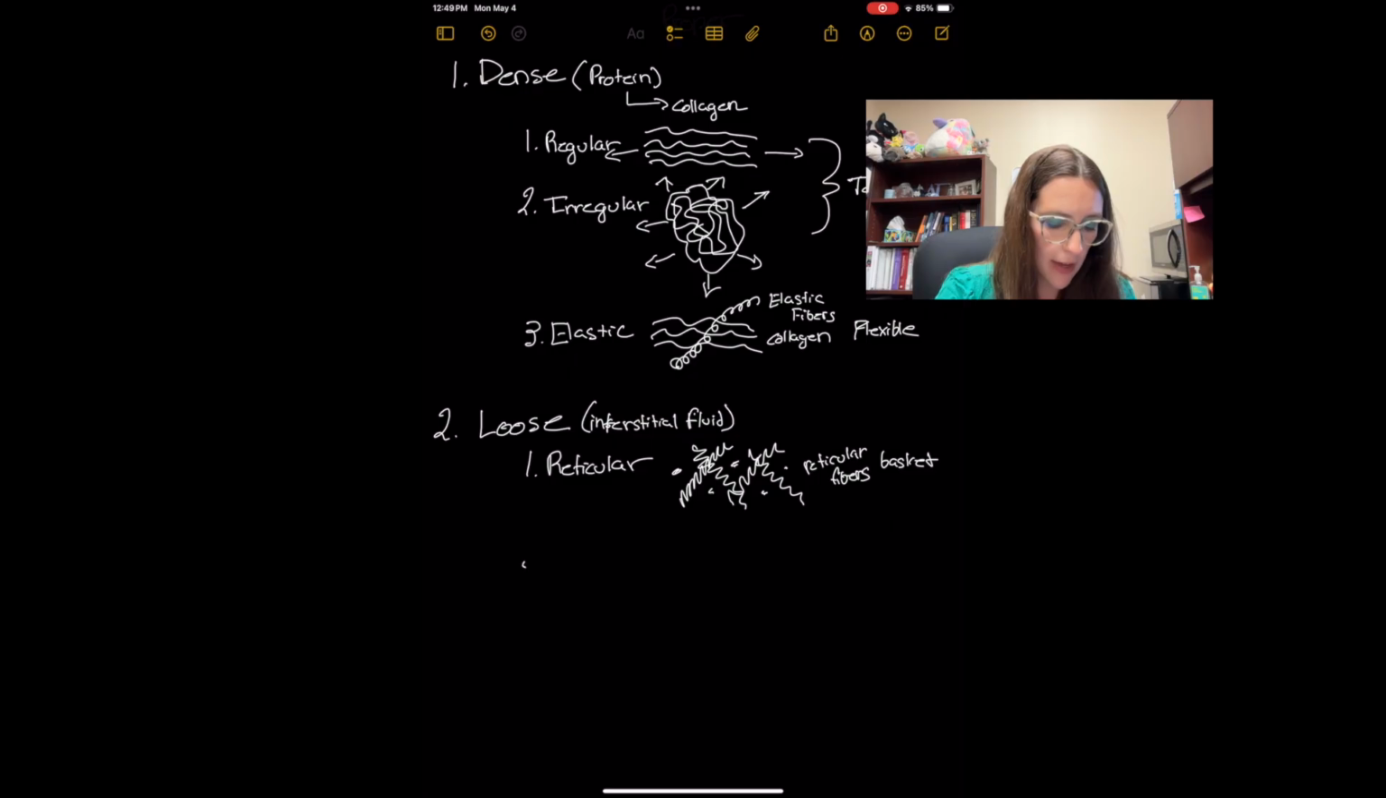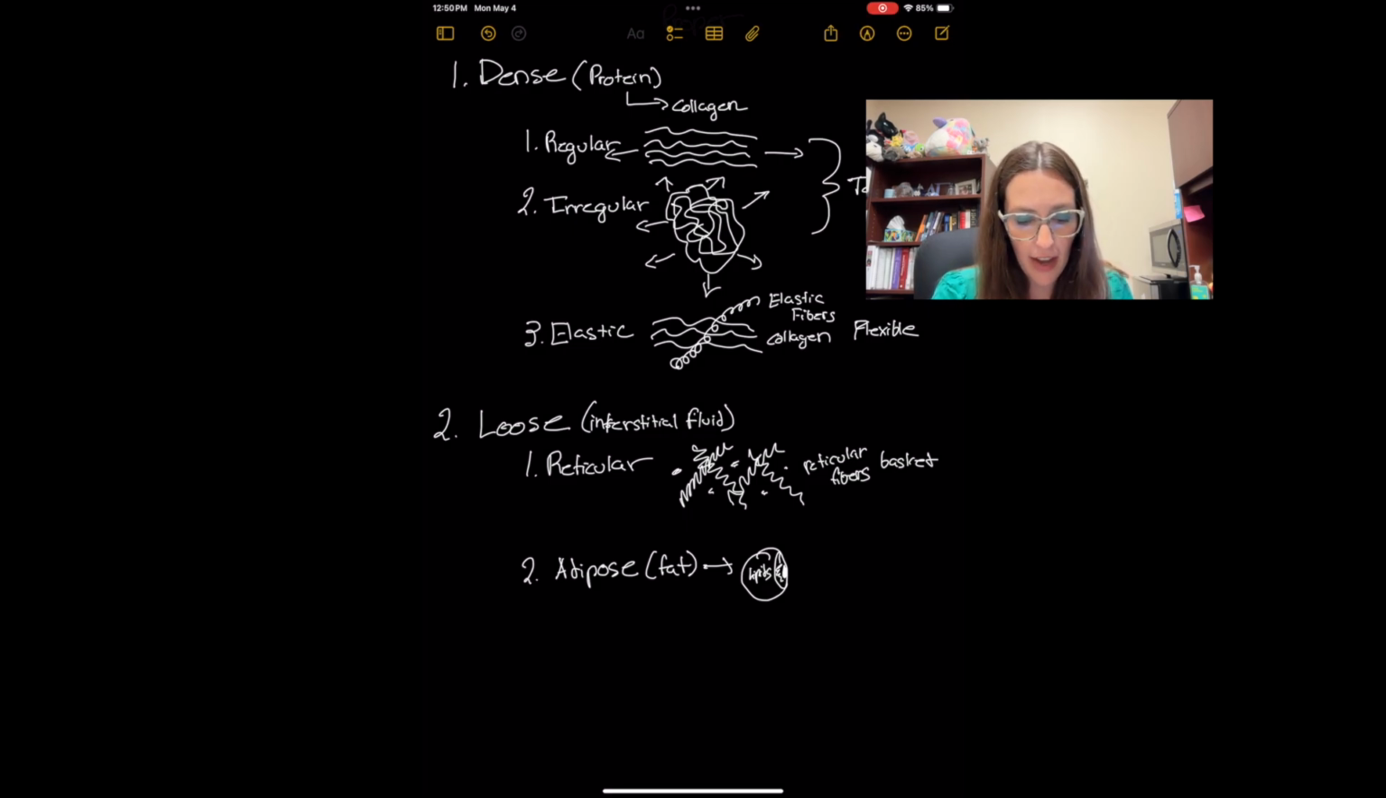The second type is adipose tissue, which most people refer to as fat. And it is going to be primarily comprised of adipocytes, or fat cells, which have the lipids stored here, and then all of their organelles are jammed up on the side. But they sit together and they contain your storage.